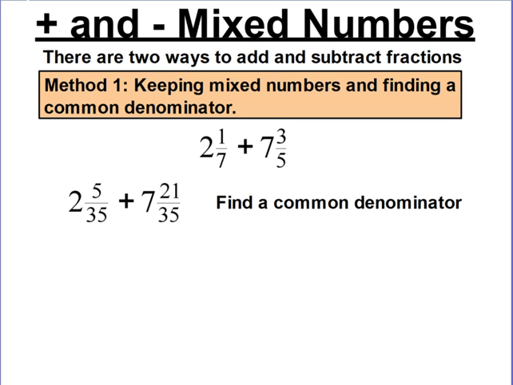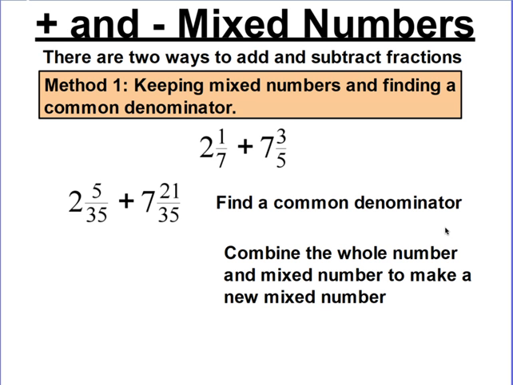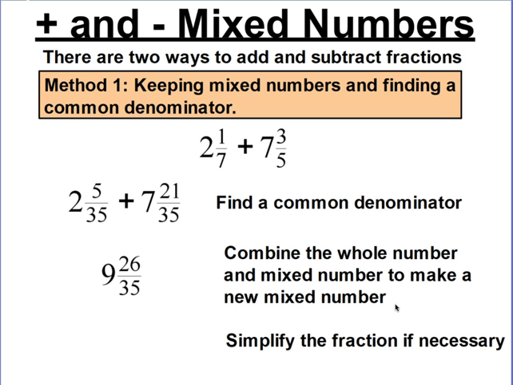From here, it's just simple adding. We're going to add our whole numbers and add our numerators. So we combine the whole numbers to make a new mixed number. 2 plus 7 is 9, and 5 plus 21 is 26. And you'll notice, just like with the last lesson, the denominator stays the same. So here's our answer. We just want to check to make sure it's not able to be simplified. In this problem, it's already in simplest form, so we're done. Simplify if necessary, but we don't have to here.